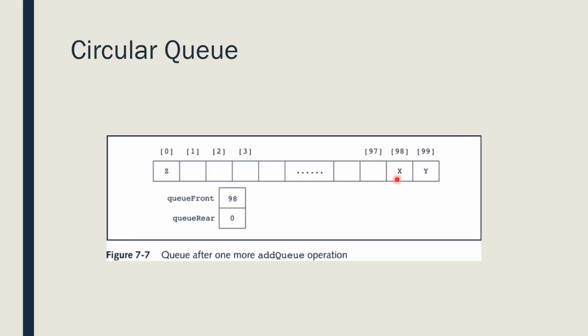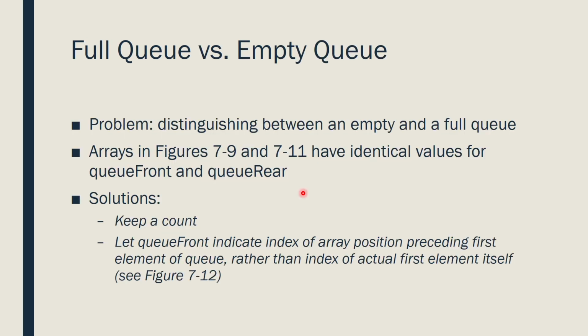And after one more add queue operation, since the available cell in this list is index 0, the new item to be added will be put at index 0. That is, the queue front is 98 and queue rear is 0. Okay, so queue front is 98 and the queue rear is 0. And this is an example of a circular queue.